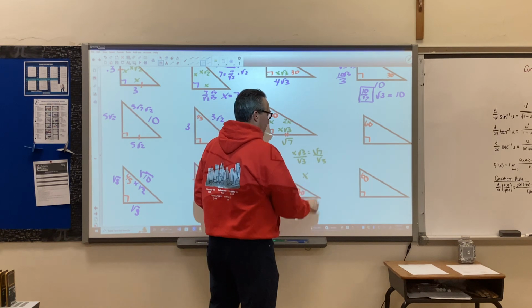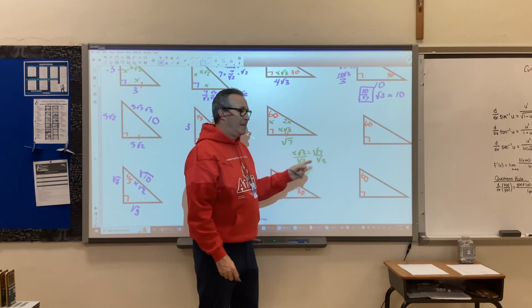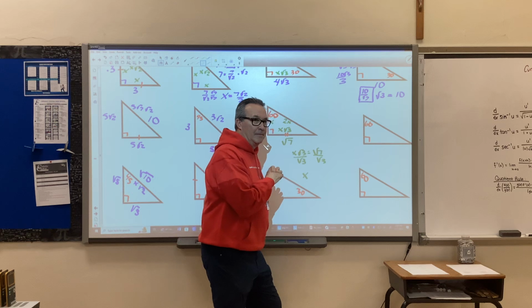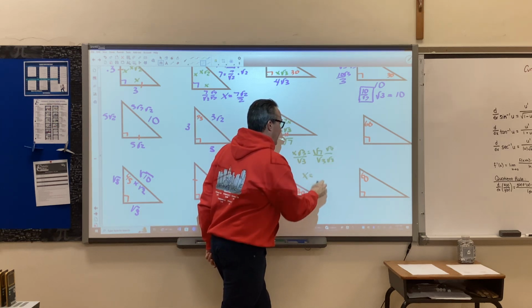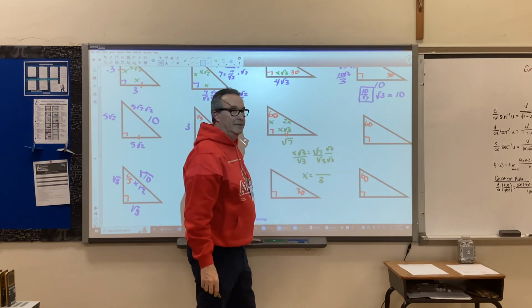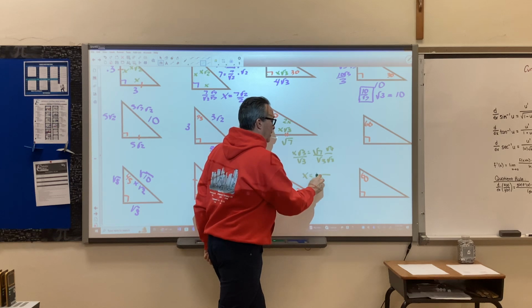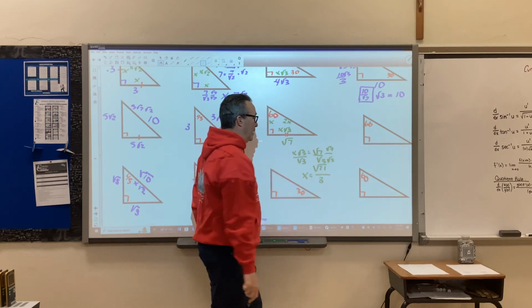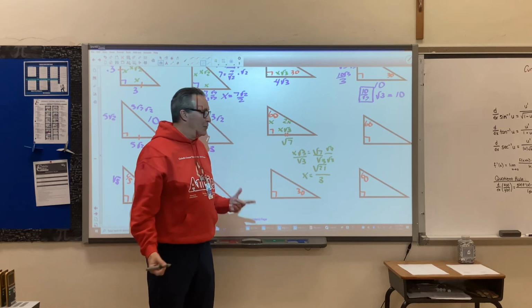Divide by the square root of 3. x equals, look, how do you simplify this? Multiply the top and the bottom by the square root of 3. And on the bottom you get 3. On the top you get the square root of 7 times the square root of 3. That's just the square root of 21. It's really the same thing.